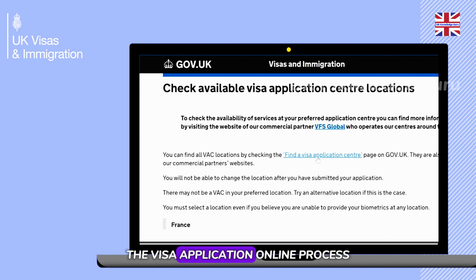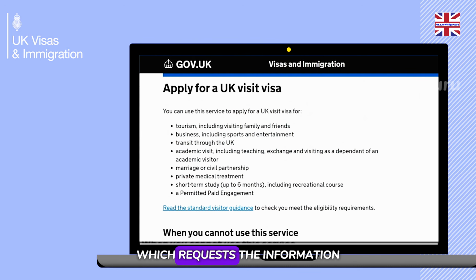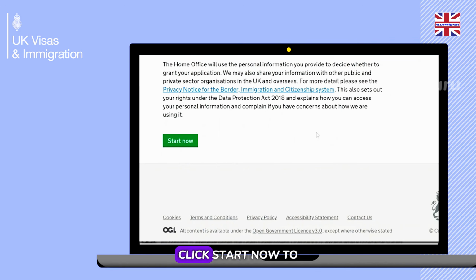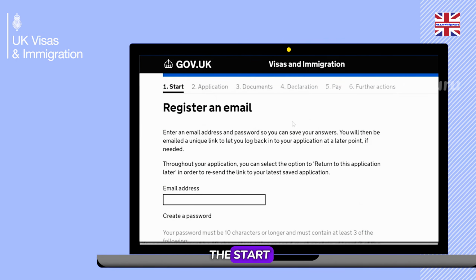The visa application online process will guide you through a series of pages, which requests the information that helps us assess your visa application. Click Start Now to begin your application form. Please read the questions carefully to ensure you understand the information that is being asked for. There will be guidance throughout the application process to assist you. At the start, you must enter your email and create a password. This will allow you to log back into your application at a later point if needed.